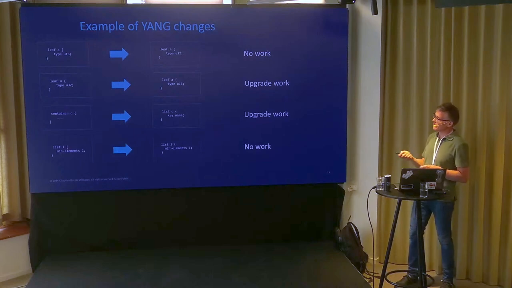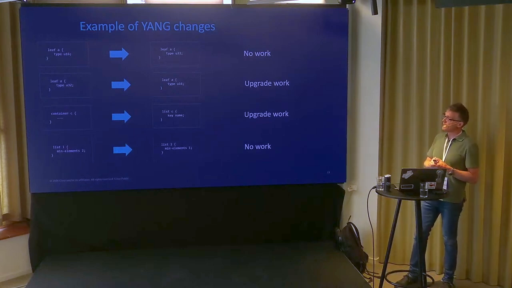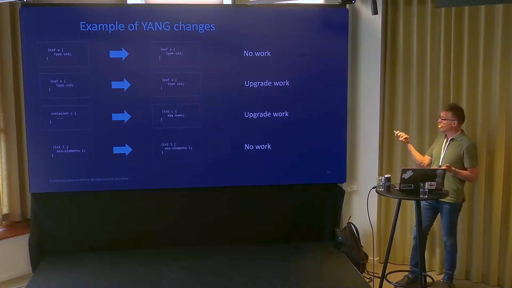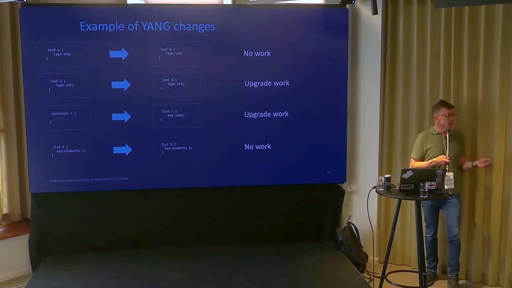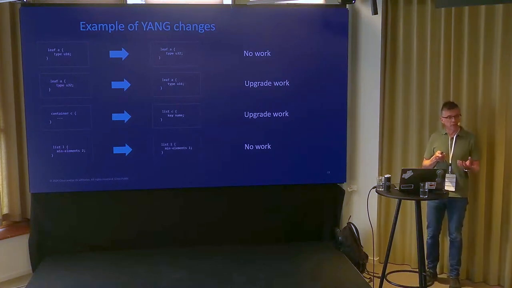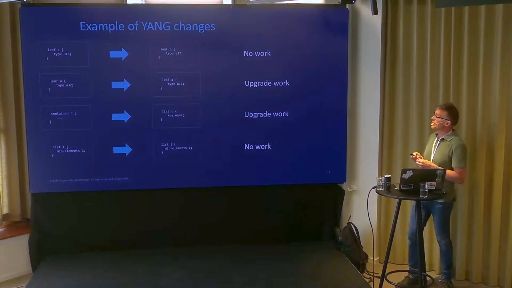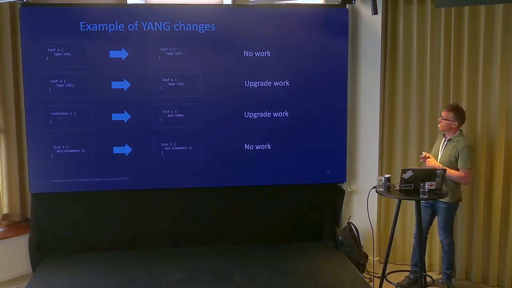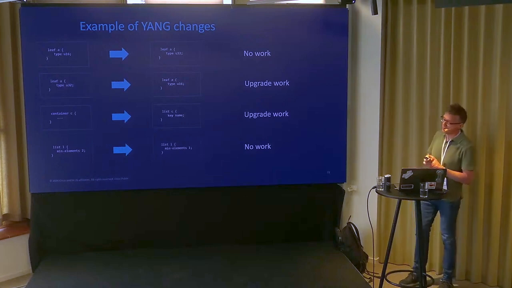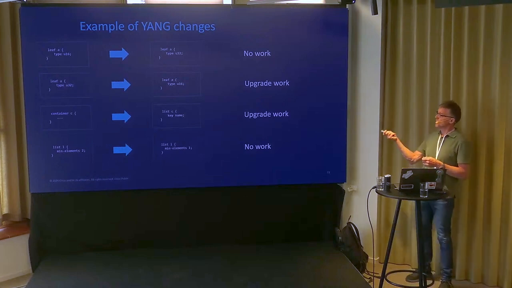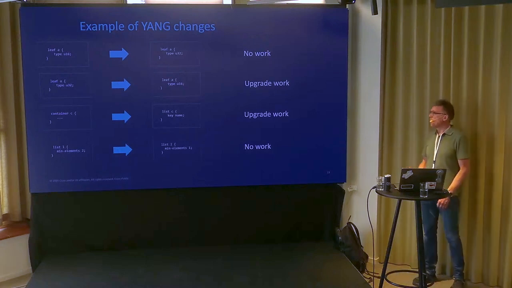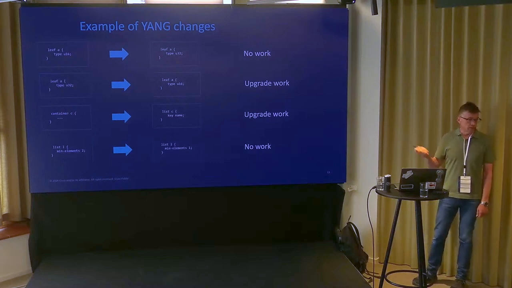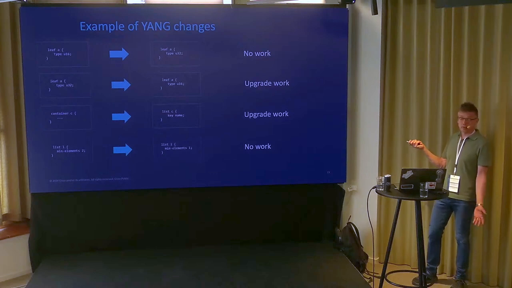The second example is the opposite of the first one, and the data type is narrowed, and then of course this requires upgrade work. We have to check every instance to see if it fits into the new type, even though we also have to change the data type. In the third one, we change the node type from a container to a list. Of course, it requires upgrade work. And then in the fourth example, we relax a validation constraint, and that doesn't need any work.